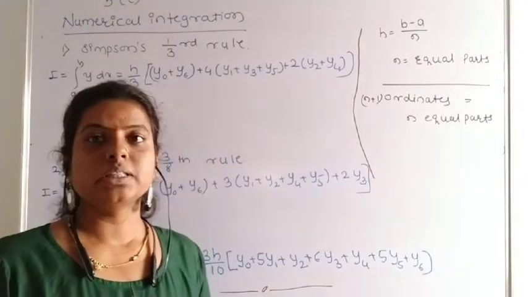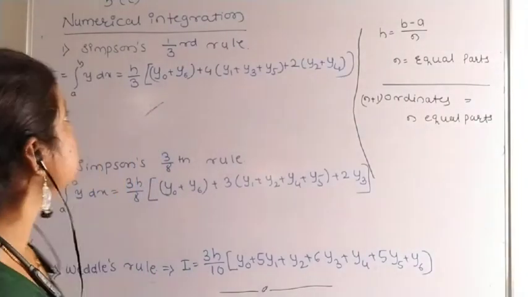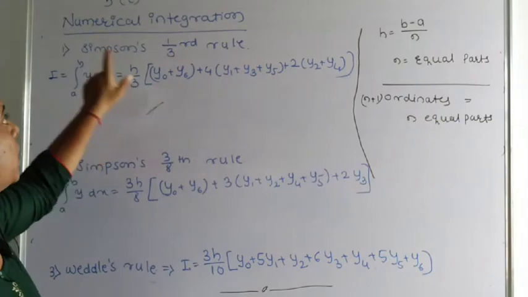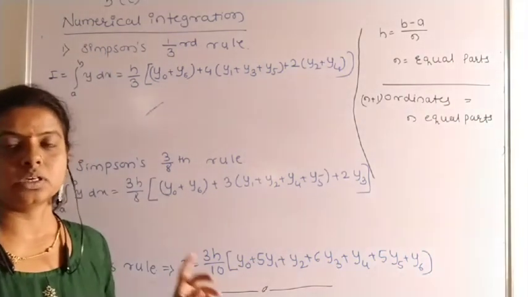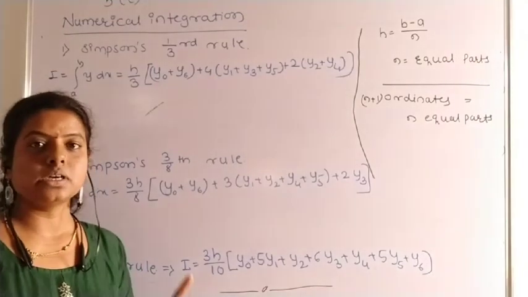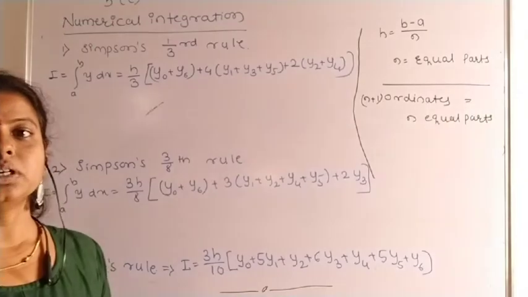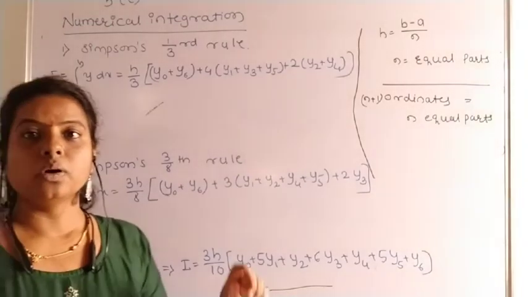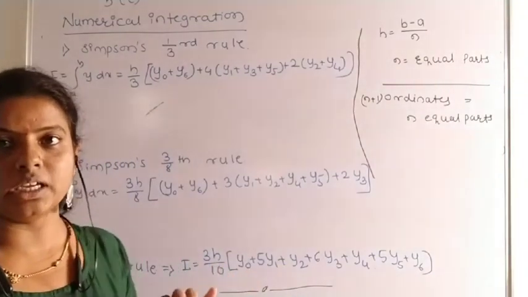Dear students, this is our last part of numerical methods, that is the C section, numerical integration. In numerical integration, we have three rules: Simpson's 1/3 rule, Simpson's 3/8 rule and Weddle's rule. Here also they will give examples, they will give the equation in terms of integration.